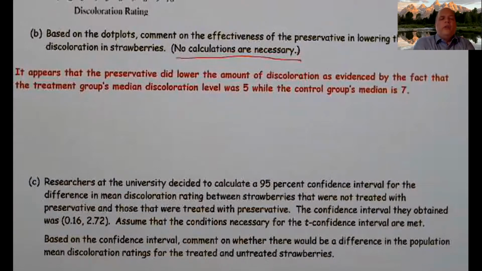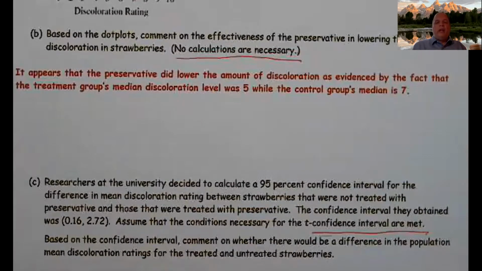So researchers at the university decided to calculate a 95% confidence interval for the difference in mean discoloration rating between strawberries that were not treated with preservative and those that were treated with preservative. The confidence interval they obtained was 0.16 to 2.72. So the discoloration level difference lies within that interval. Assume that the conditions necessary for the confidence interval are met.